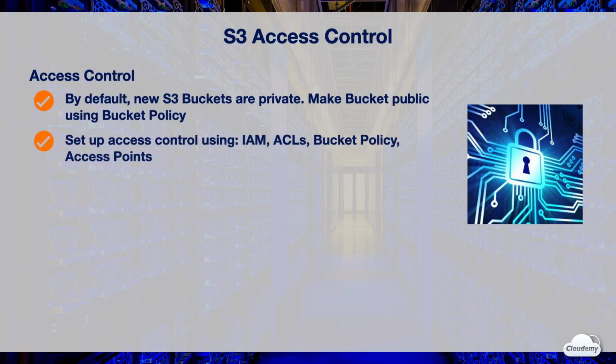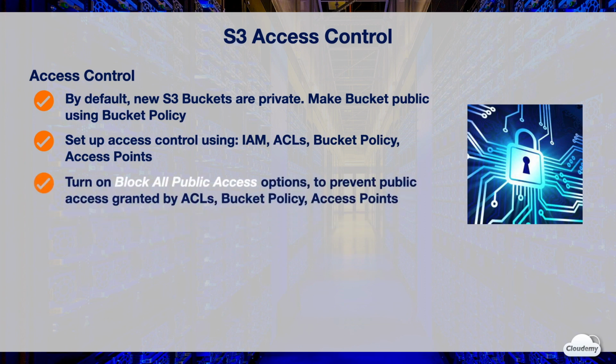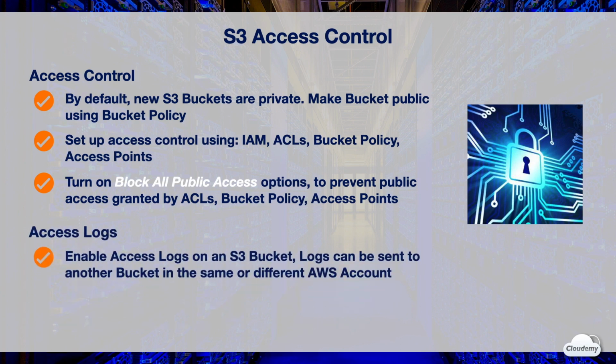You can control access to your S3 bucket and objects using IAM policies, access control lists, bucket policy, and access points. You can turn on block all public access options to prevent public access permissions granted by ACLs, bucket policy or access points. You can also enable access logs on S3 bucket to automatically log all requests, such as get, put, and delete requests. Access logs can be sent to another bucket in the same or different AWS account. Access logs is a great way to audit activities on your bucket.